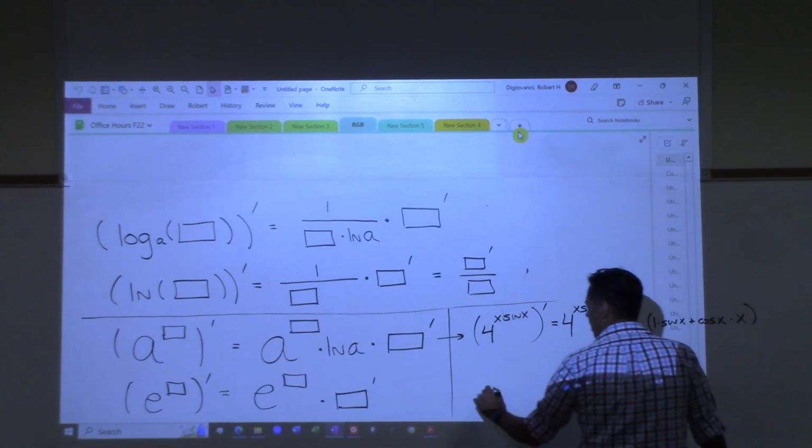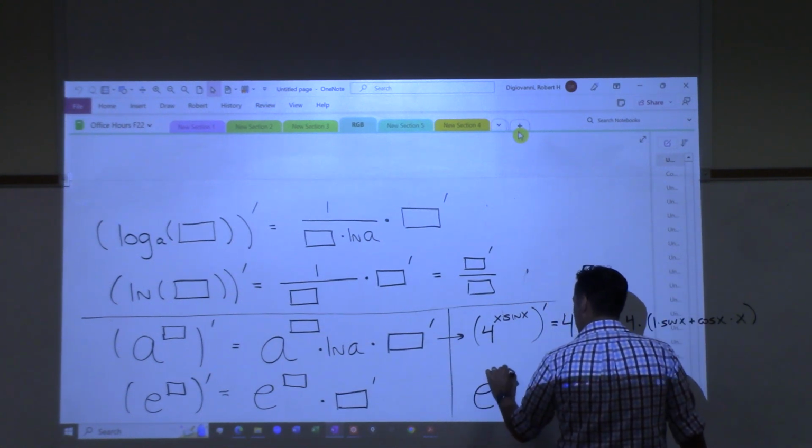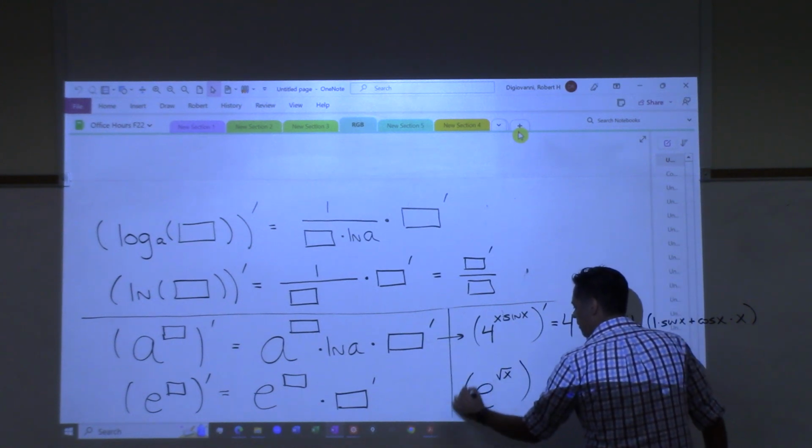All right, let's do one with e. What if we have e to the square root of x? What's its derivative?